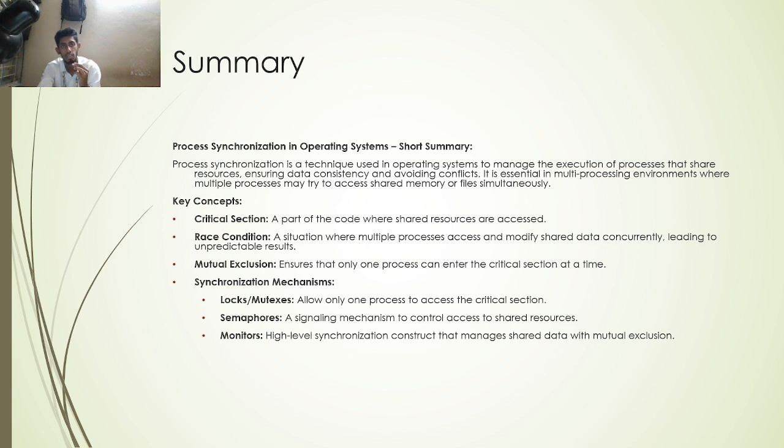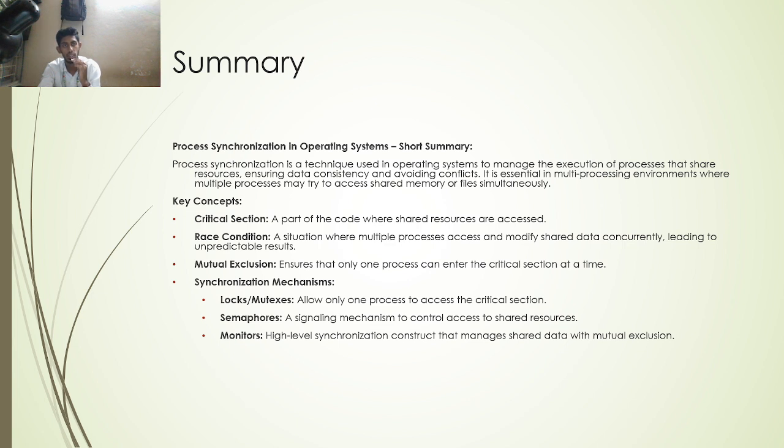Lastly, I'm going to explain the summary. Process synchronization in operating system. Short summary: process synchronization is a technique used in operating systems to manage the execution of processes that share resources, ensuring data consistency and avoiding conflicts. It is essential in multi-processing environments where multiple processes may try to access shared memory or files simultaneously. Key concepts: we have critical section, race condition, mutual exclusion, and synchronization mechanism.